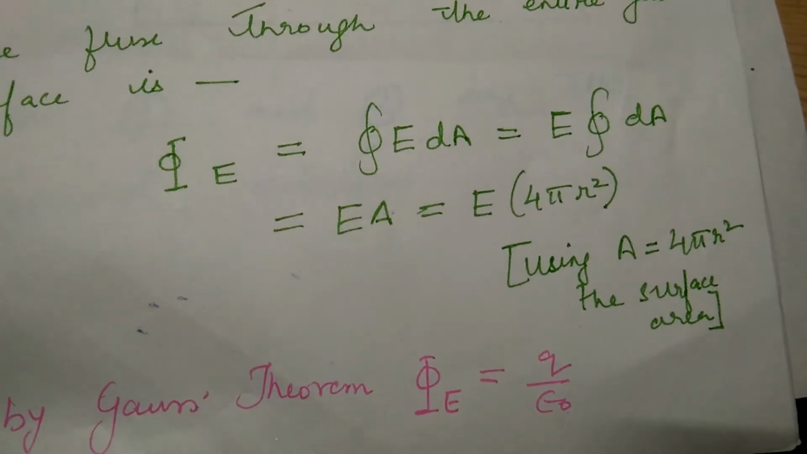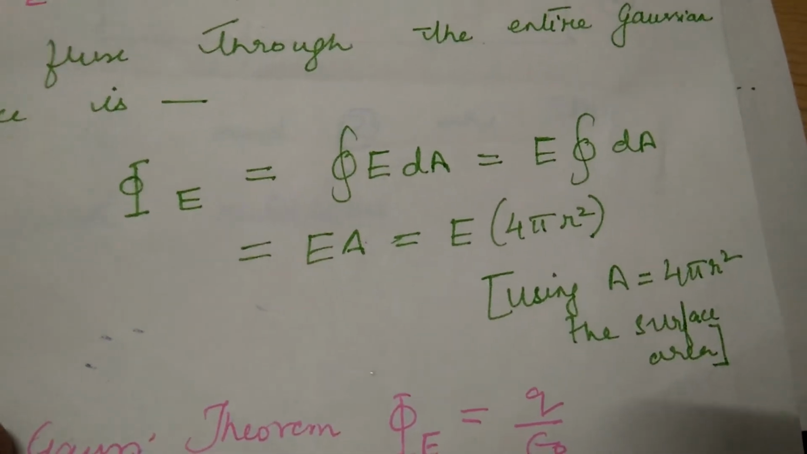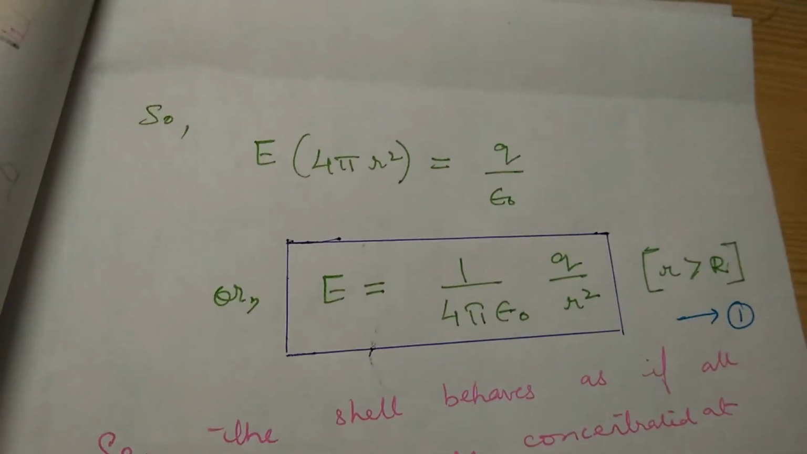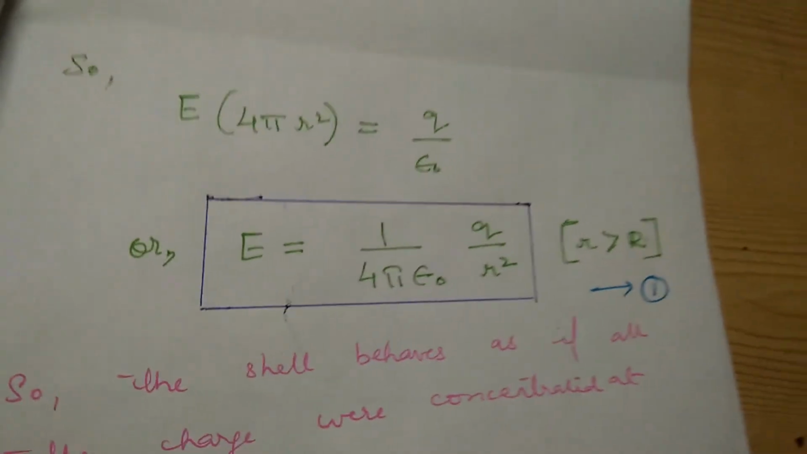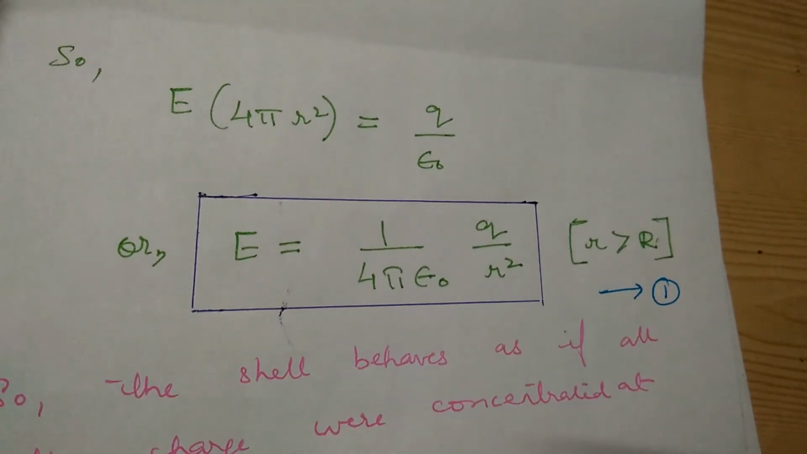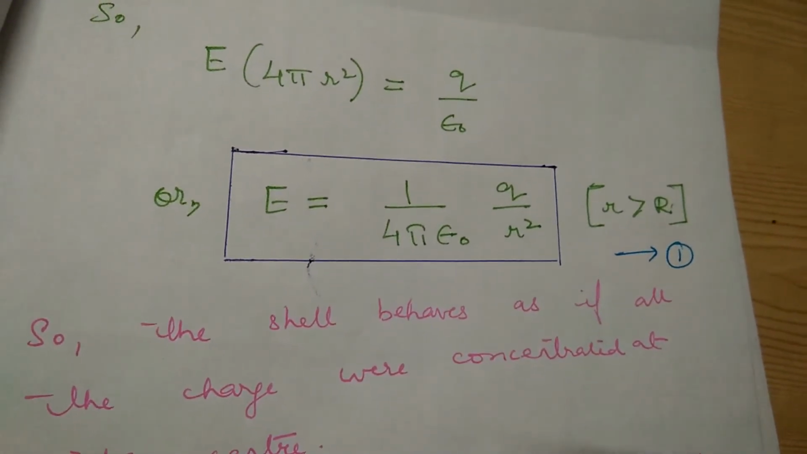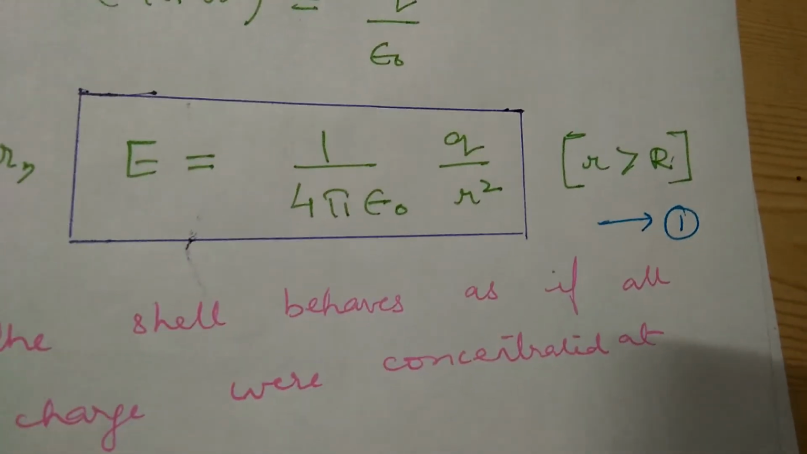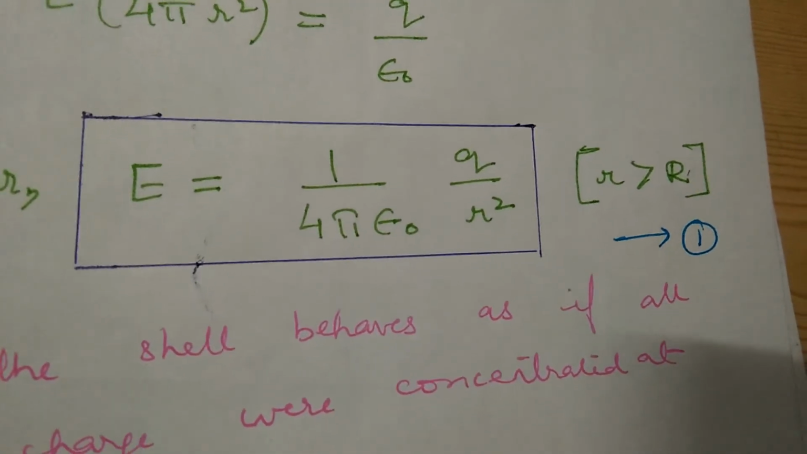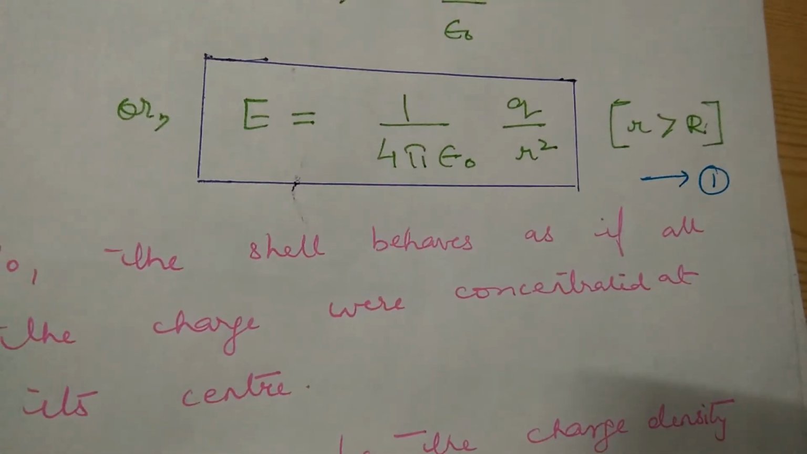So now we equate it with Gauss's theorem, which we are familiar with by now. That is phi E equal to Q by epsilon naught. So we equate like this: E 4 pi r square equal to Q by epsilon naught. Rearrange. So it's a familiar formula. So what does it mean? It means that the spherical shell behaves as if the entire charge was concentrated at its center. The formula is the same as if all the charge was concentrated at its center.